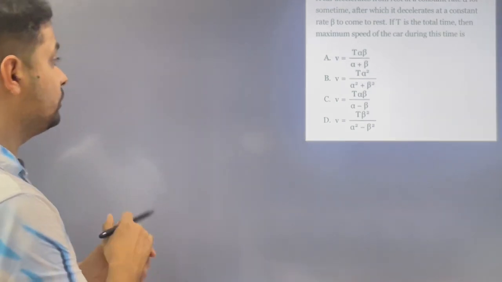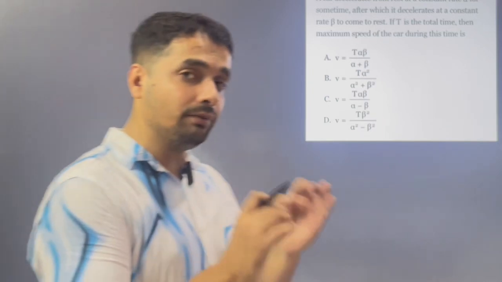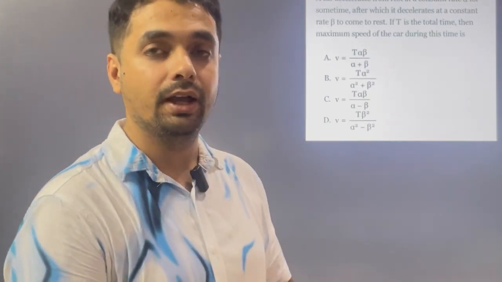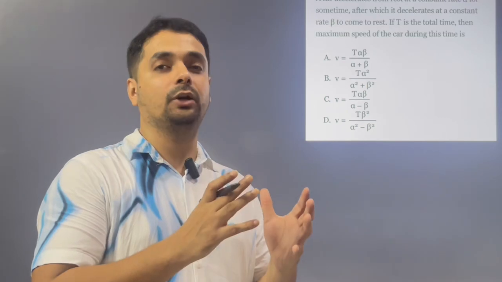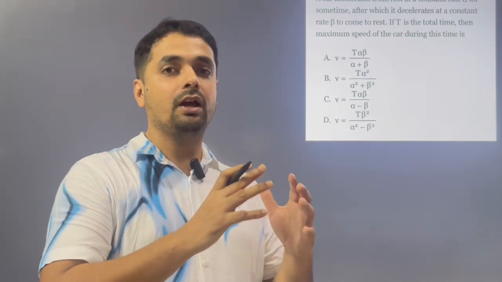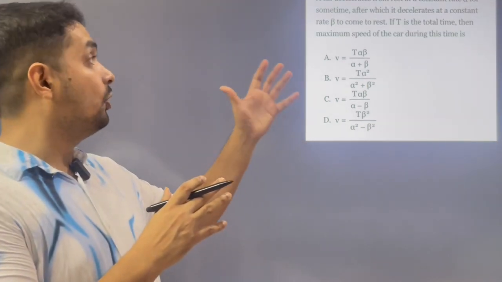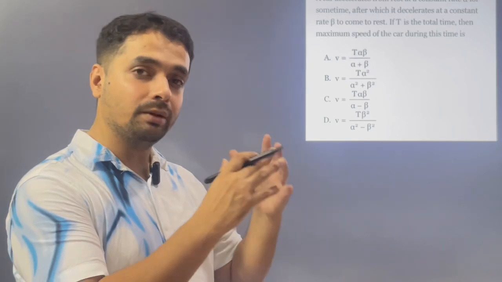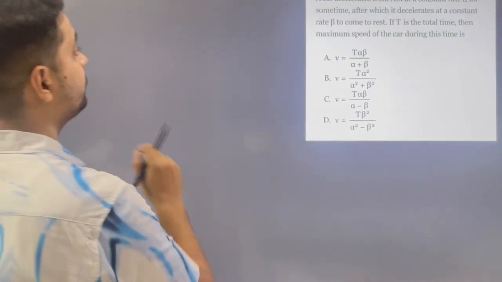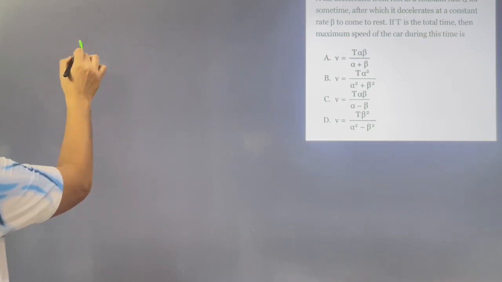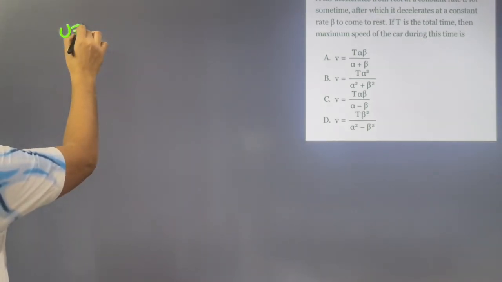So here, as I told you, whenever you are solving a question, you should draw it. When you draw this, you will understand the question. You are able to link between known parameters and unknown parameters. So here first I will write: a car accelerates from rest, so initial speed is 0 meter per second.